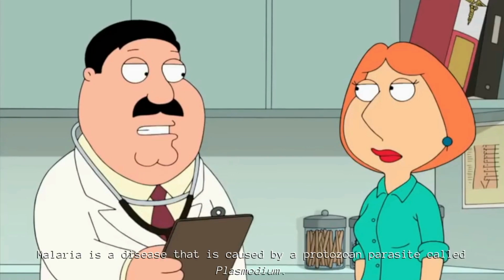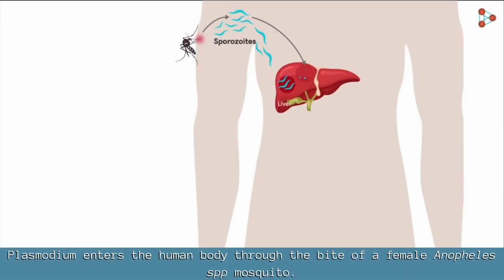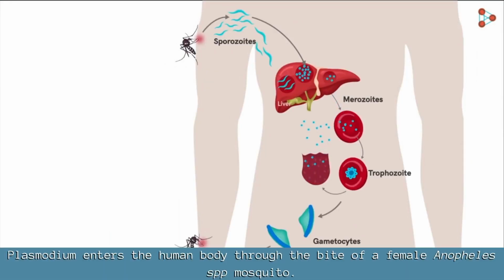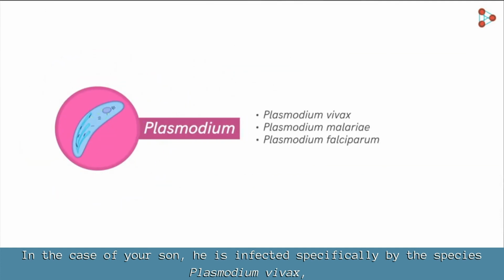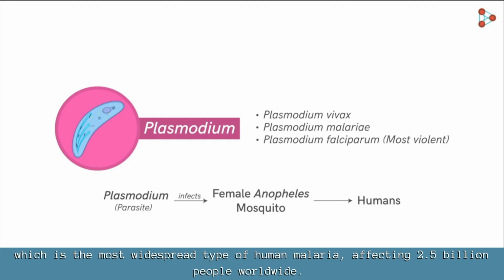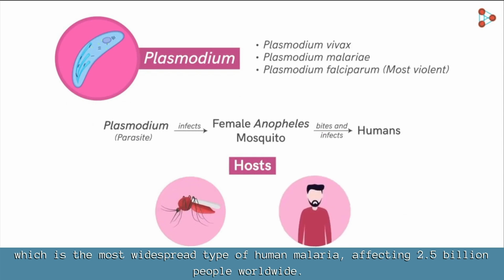Malaria is a disease that is caused by a protozoan parasite called Plasmodium. Plasmodium enters the human body through the bite of a female Anopheles mosquito. In the case of your son, he is infected specifically by the species Plasmodium vivax, which is the most widespread type of human malaria, affecting 2.5 billion people worldwide.